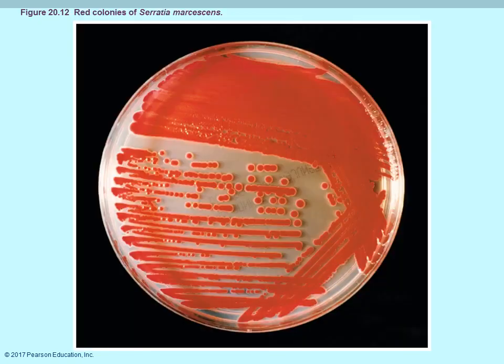This is the red colonies that it looks like. That red pigment is only at room temperature. If you grow it at 37, it will be kind of a beige color.